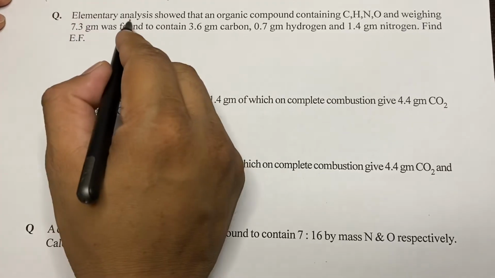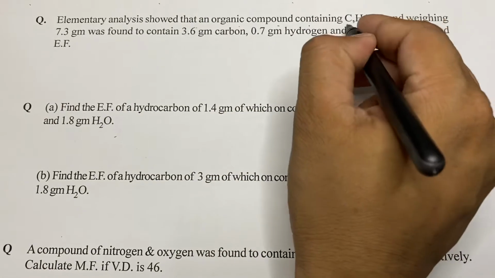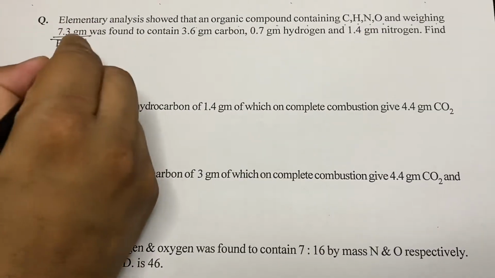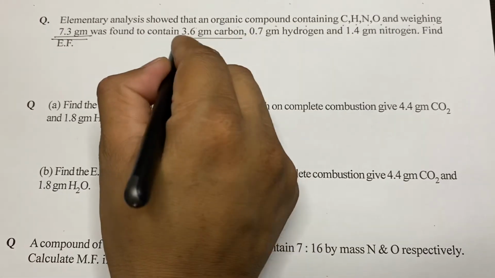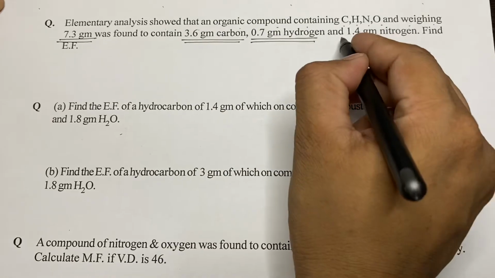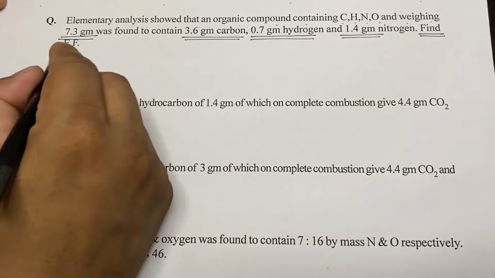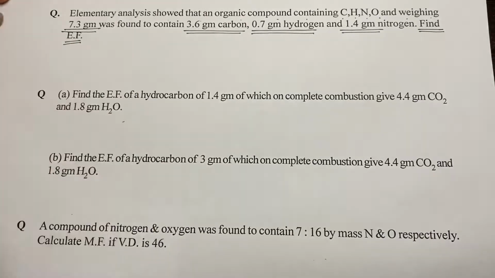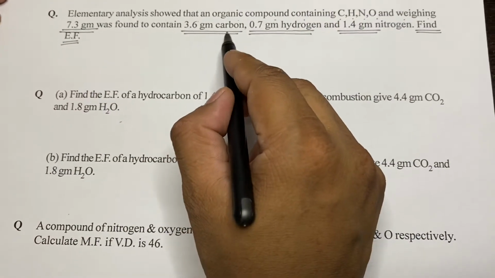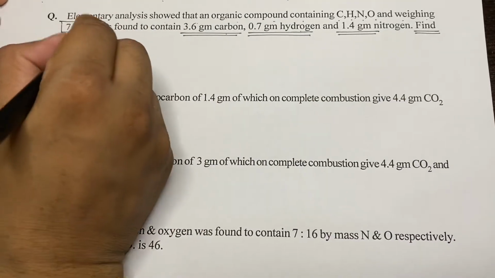It is given that elementary analysis showed that an organic compound containing carbon, hydrogen, nitrogen, oxygen and weighing 7.3 gram was found to contain 3.6 gram of carbon, 0.7 gram of hydrogen and 1.4 gram of nitrogen. Then determine the empirical formula. So the weights of carbon, hydrogen and nitrogen are given and the total mass is given.